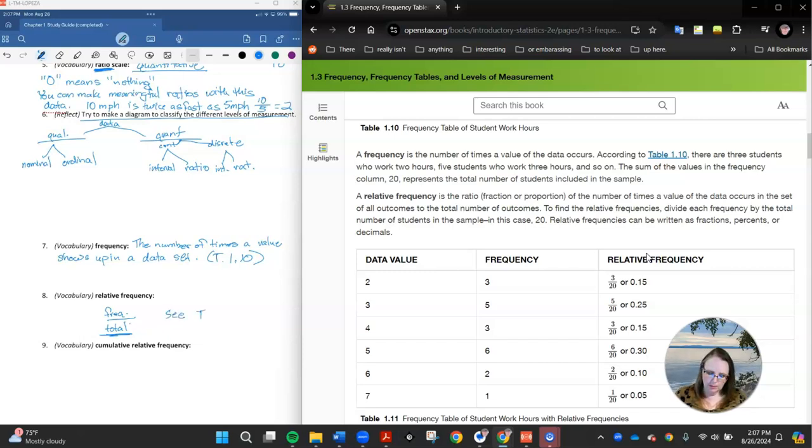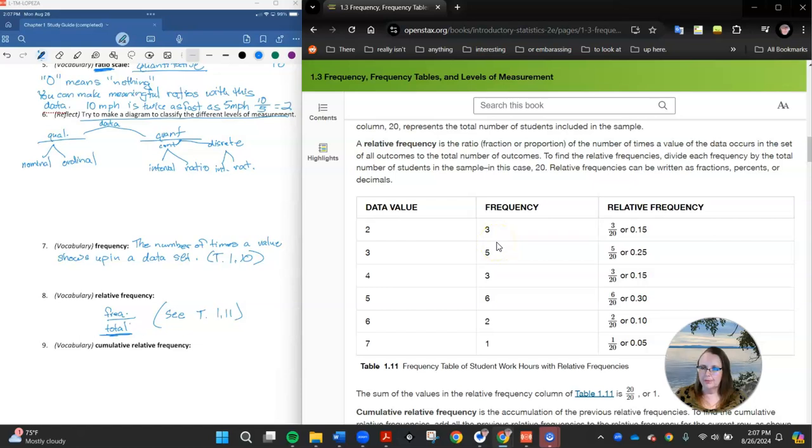See table 1.11. You can see that it's the frequency of the object over the total number of data points in your sample.